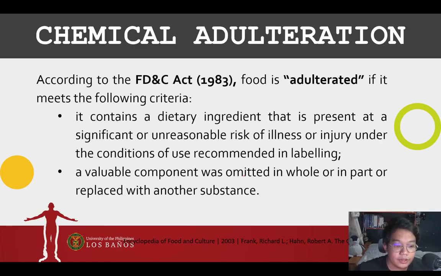Okay? Then lastly, if a valuable component was omitted in whole or in part, and replaced with another substance. So, eto, hindi naman siya antagonistic yung effect, yung last na part, kasi pwedeng may tinanggal lang dun sa ating substance, then pinalitan ng, for example, extender, ganyan. So, yung mga extender na tinatawag natin ay adulterant, okay? So, it may be synergistic or it may be antagonistic. Pero tong effect na to, once it was replaced in part of the whole ng ating substance, so considered as adulterated yung food. Okay?